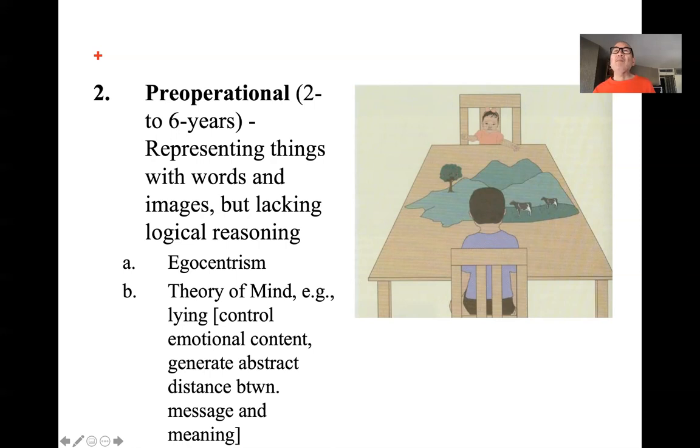Now, what are the economic cognitive milestones that occur during this period? The two big ones are egocentrism and theory of mind. Now, egocentrism is characterized by viewing the world only from one's own perspective. So, for example, in the picture that you see below.